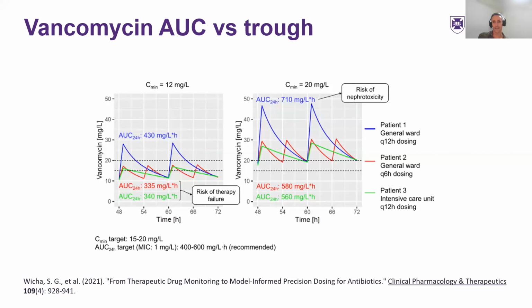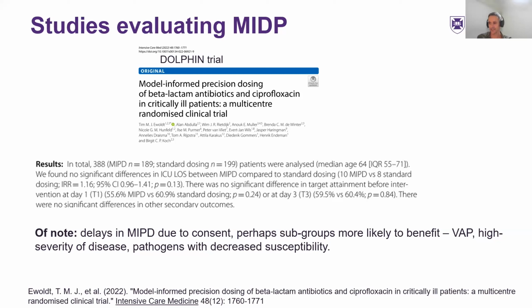Briefly, just to touch on any studies evaluating dosing software, we'll go straight to randomized controlled trials. In the interest of time, I'll just talk about this one, which was looking at a combination of beta-lactams and ciprofloxacin in terms of ICU length of stay. In this study, they didn't find a difference between precision dosing or not using precision dosing, but in saying that, it's a heterogeneous population. There were delays in when they utilized the dosing software.